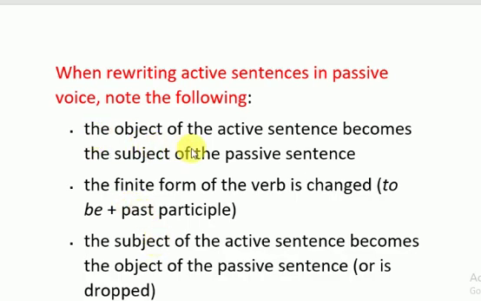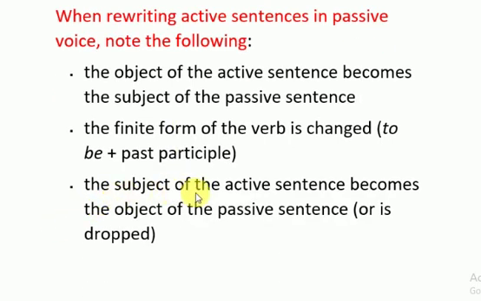The object of the active sentence becomes the subject of the passive sentence. So as I told you, for example, a letter is an object. When we turn it into a passive, it will be the subject. The finite form of the verb is changed to be plus past participle. Then the subject of the active sentence becomes the object of the passive sentence, or sometimes is dropped.